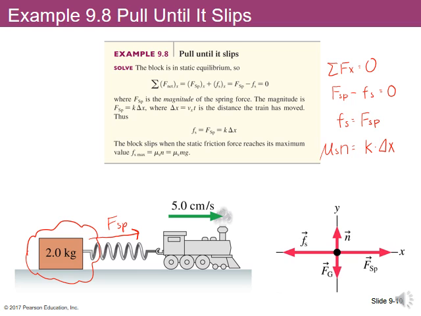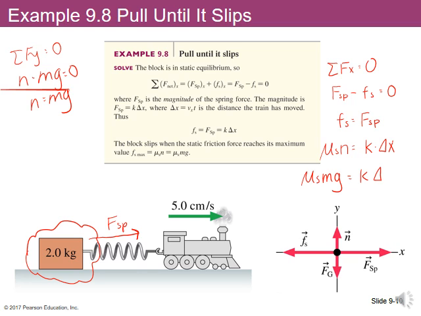Okay, once we have this, what is the normal force equal to? Well, in the y direction, we only have two forces, and there's no acceleration in that direction either. So the normal force has to be equal to the weight of the object. So over here we would have mu s times mg equals k times delta x. We can use this to solve for delta x. What is the distance at which it starts to slide? And if we know the distance, then we can work backwards from that and figure out how long it took for the train to go that distance.